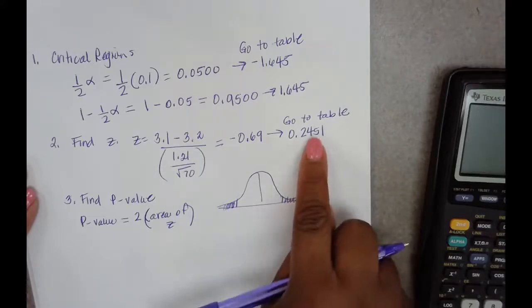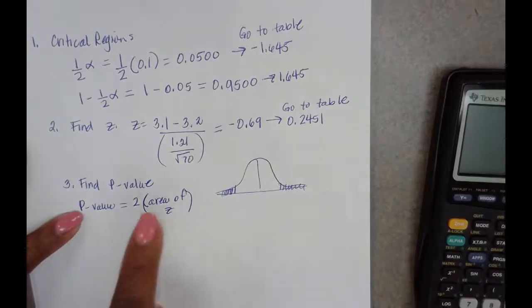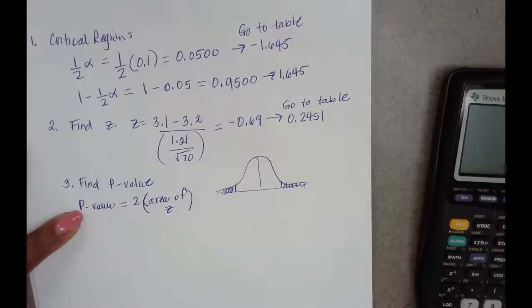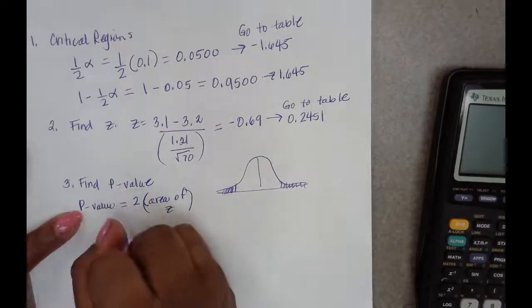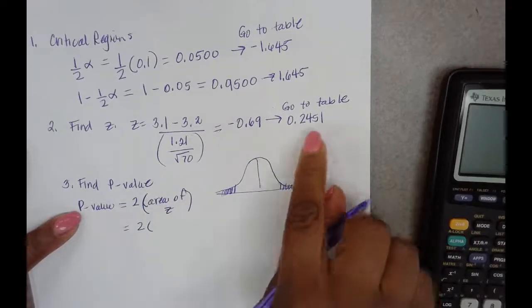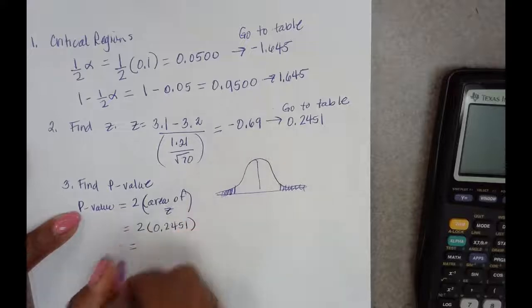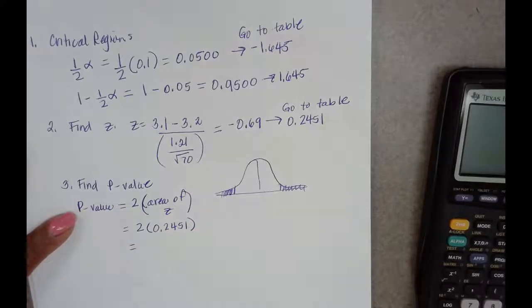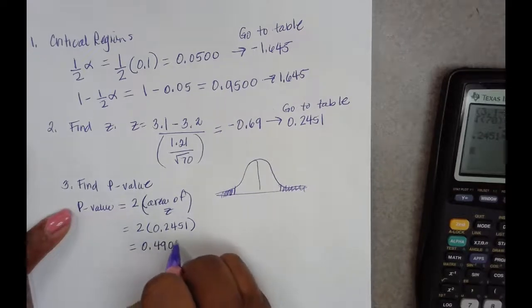So, why is that significant to us? Because the p-value in a two-tailed test is 2 times the area of that z. So we can say 2 times 0.2451, and go ahead and do that calculation, 0.2451 times 2, that gives us 0.4902.